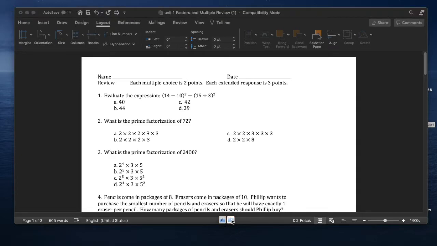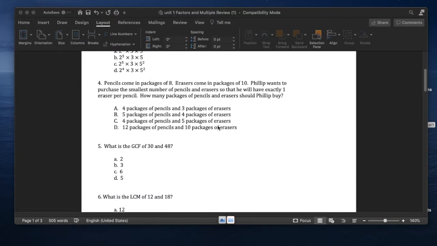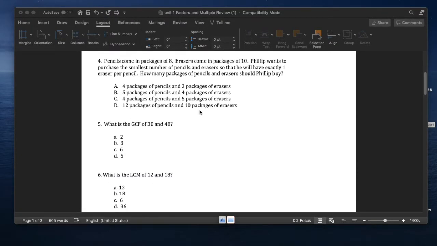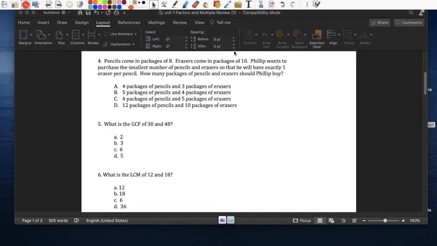Let's scroll down. So careful here, number 4. Pencils come in packages of 8, and erasers come in packages of 10. We did a problem like this today, I believe. This is pencils, there's 8, and I'll write pencils. And then erasers have 10.